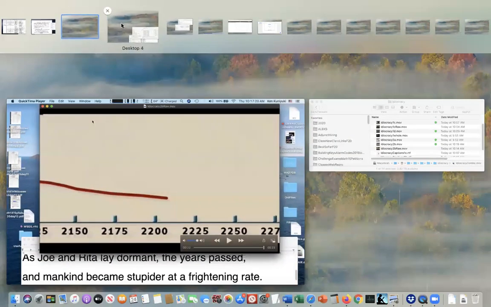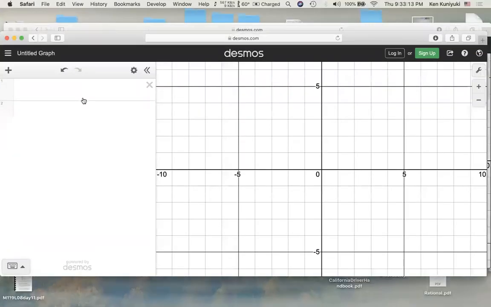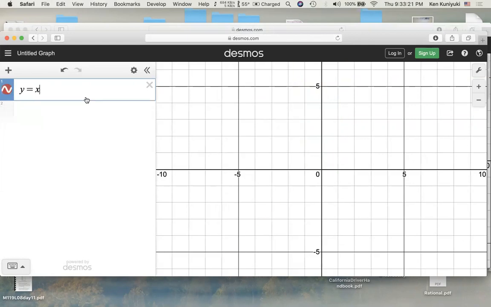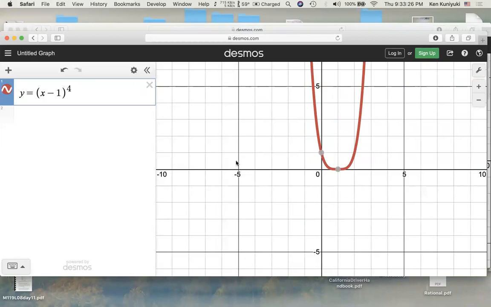Do I have Desmos here? Yeah. Y equals x to the fourth plus 1. I don't see any x-intercepts, no real zeros. Whereas, let me show you my other examples. X minus 1 all to the fourth. This is fourth degree. We have exactly one real zero.